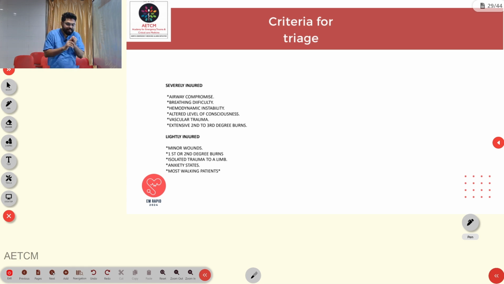There are any signs of airway compromise, breathing difficulty, hemodynamic instability, altered level of consciousness, vascular trauma and extensive second or third degree burns, which means A, B, C, D. If any of these is compromised, then the patient comes under the severely injured category. Whereas for lightly injured patients, the criteria are minor wounds, first or second degree burns, anxiety states, mostly walking patients and isolated trauma to the limb.